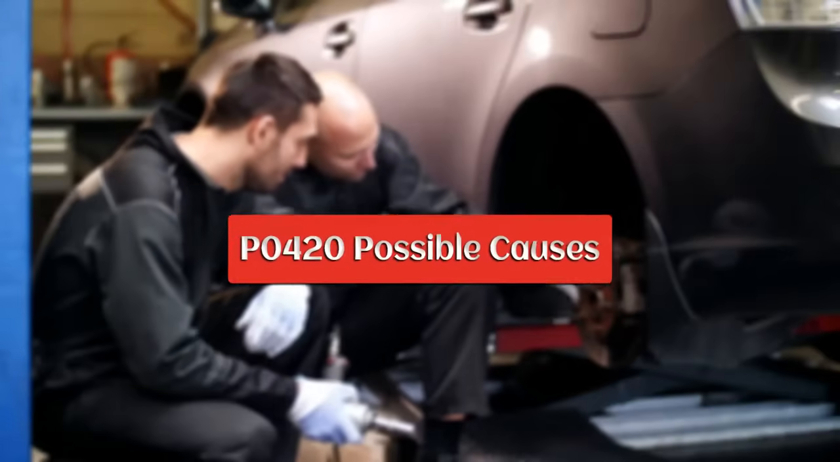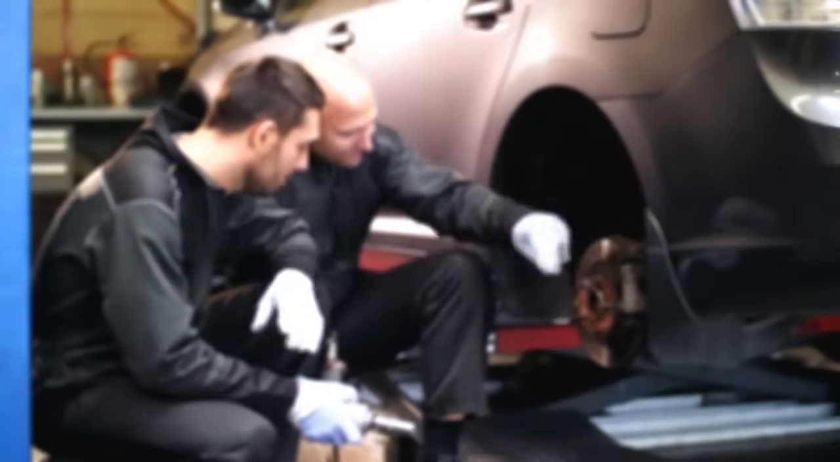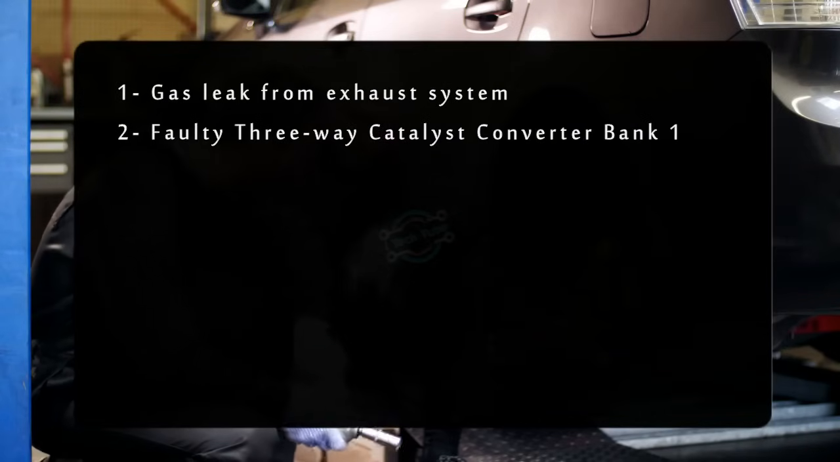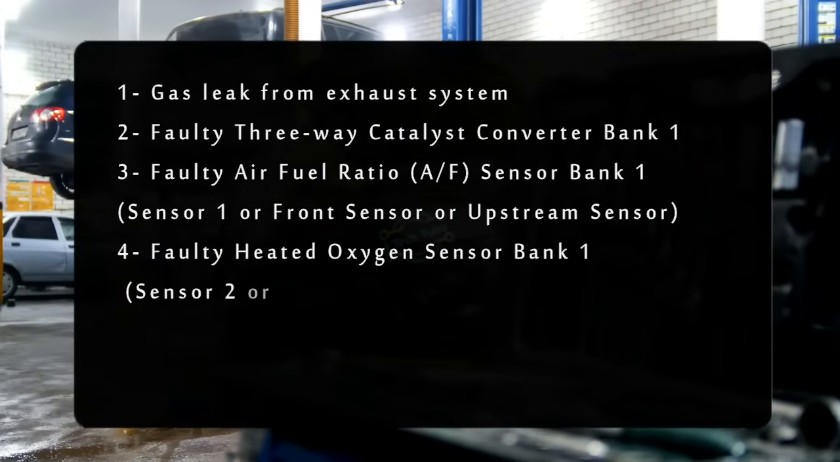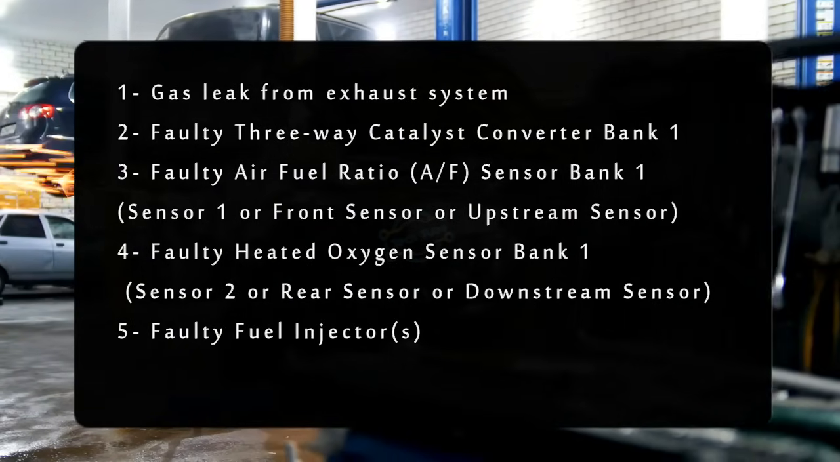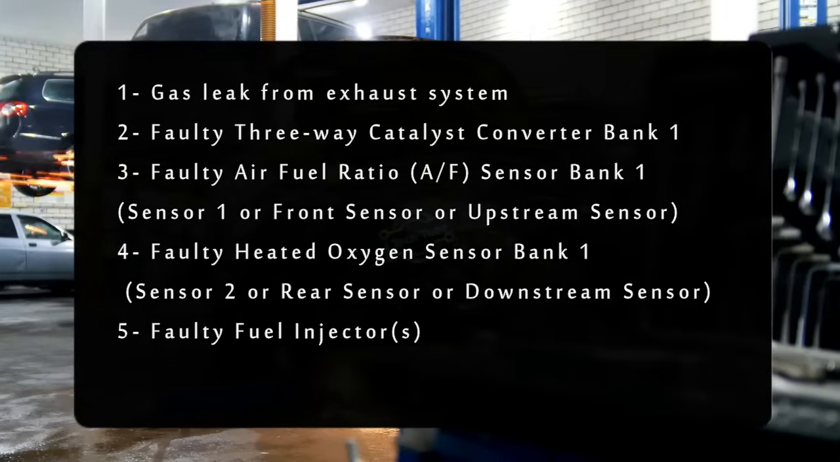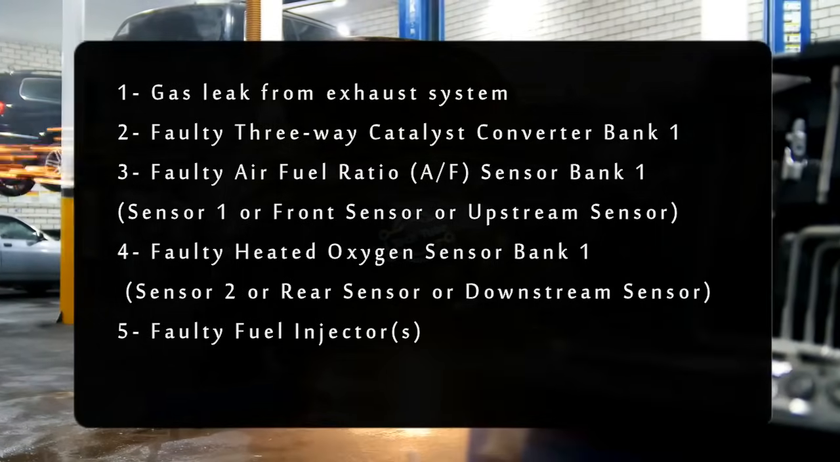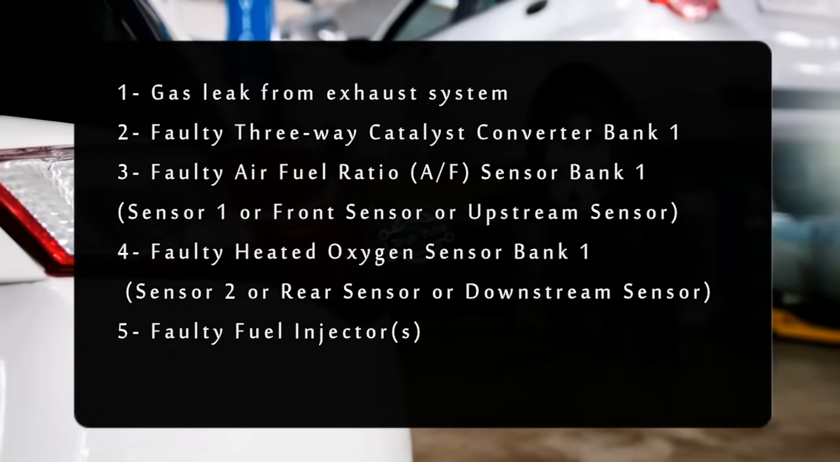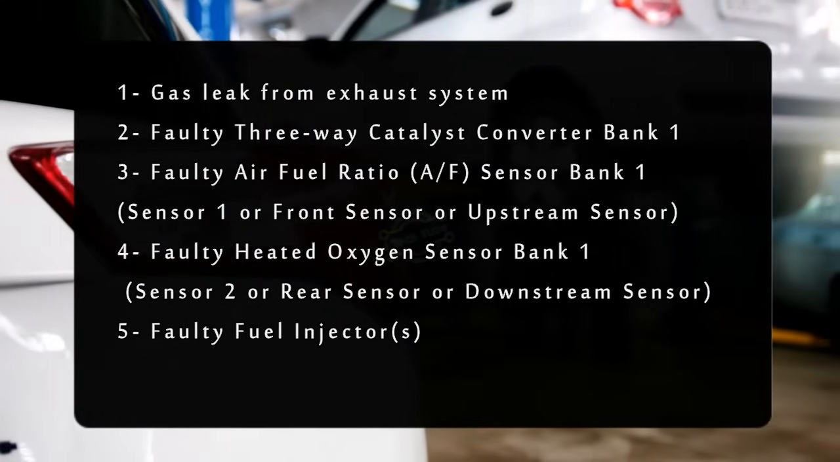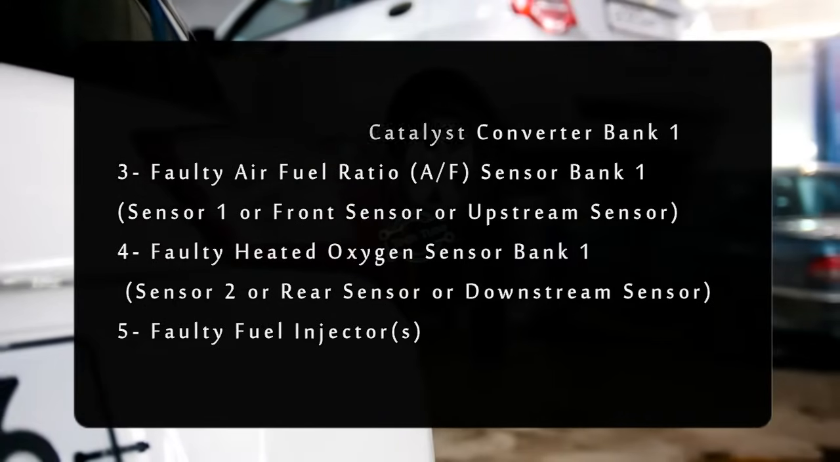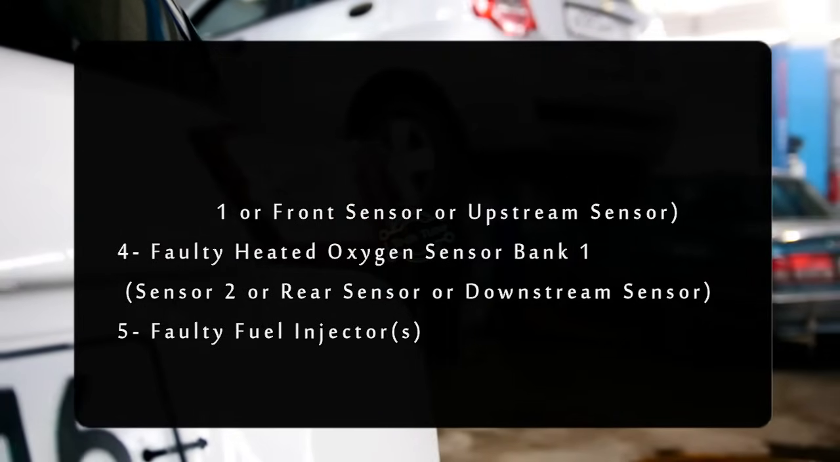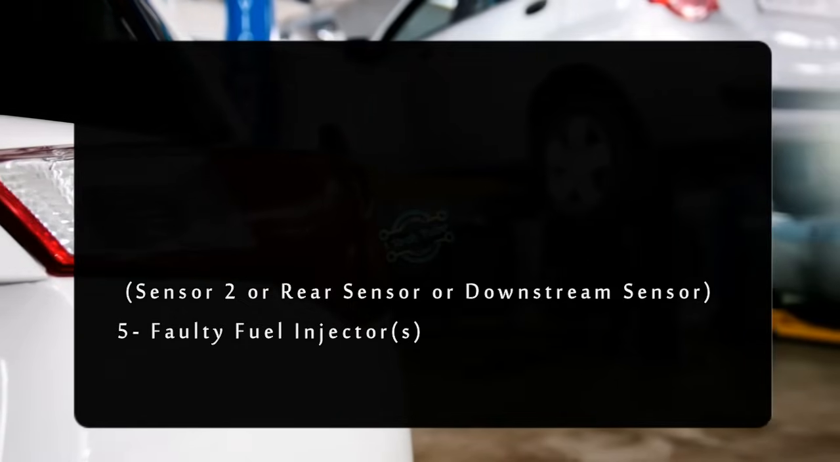Code P0420 Toyota possible causes. 1. Gas leak from exhaust system. 2. Faulty three-way catalyst converter bank 1. 3. Faulty air-fuel ratio, AF, sensor bank 1, sensor 1 or front sensor or upstream sensor. 4. Faulty heated oxygen sensor bank 1, sensor 2 or rear sensor or downstream sensor. 5. Faulty fuel injector.